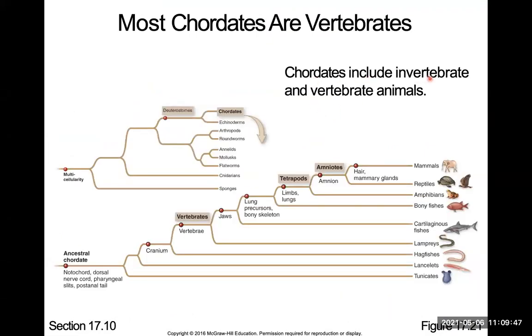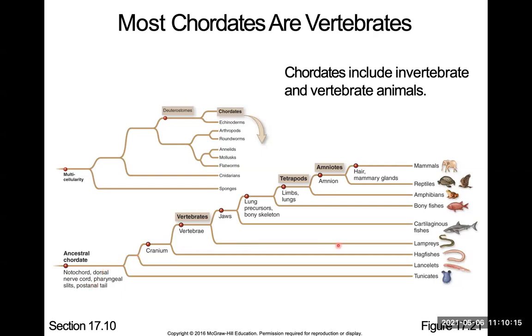So chordates include invertebrates and vertebrates. If it's an invertebrate, it's not going to have a backbone, and vertebrates have a backbone. Now look at this. This was the tree we've been going over. This was the one we were following. Now we took chordates, and it has its own family tree. This is the ancestor chordate. It's going to have those 4 features: notochord, dorsal nerve cord, pharyngeal slits, and a post-anal tail.